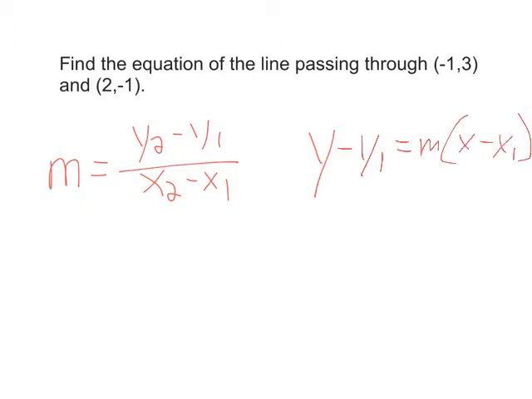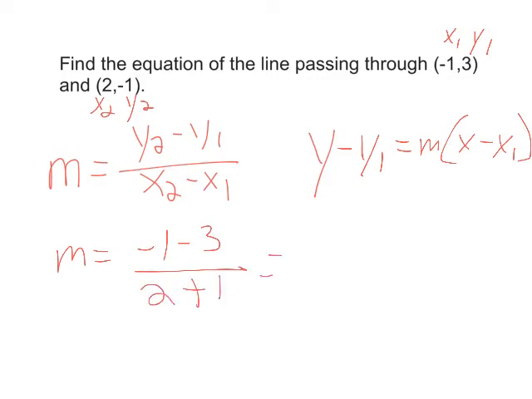All right, so let's first find our slope. m is equal to, and I didn't label these, but why don't we let this be x sub 1, y sub 1, and this one we'll let be x sub 2, y sub 2. So I'm going to have -1 minus 3 over 2 plus 1. That's going to give me negative 4 over 3. So I get negative 4/3 for my slope.